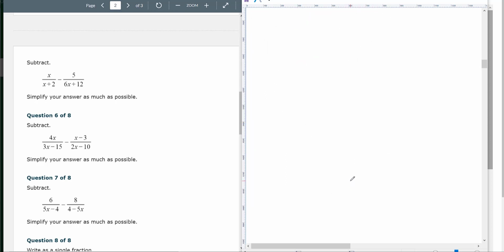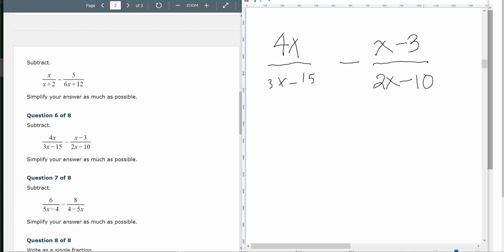Number 6, 4x over 3x minus 15, subtract x minus 3 over 2x minus 10.